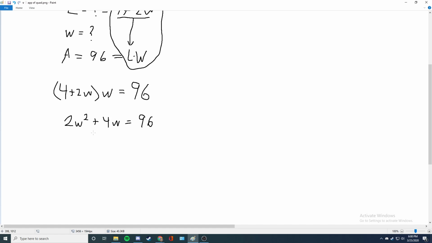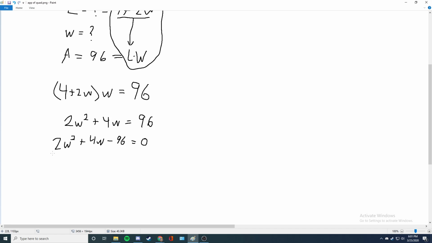So now remember, if we want to solve a quadratic, we'll have to get this right side equal to 0. So we'll subtract that 96 over, end up with 2W squared plus 4W minus 96 equals 0. So now we can start solving this equation.